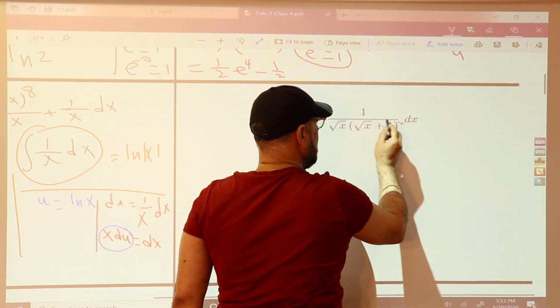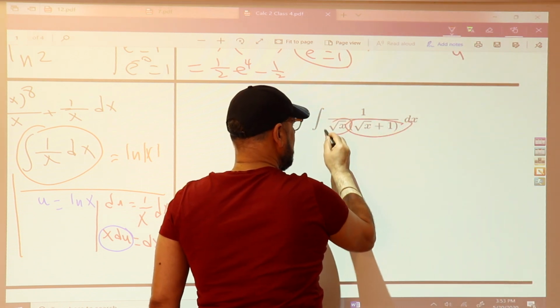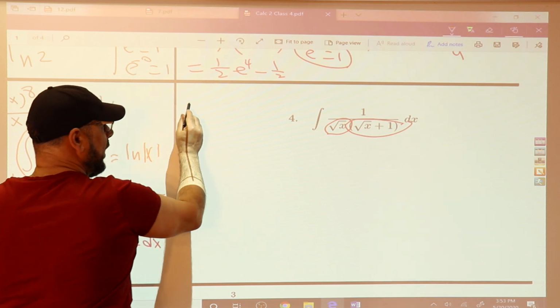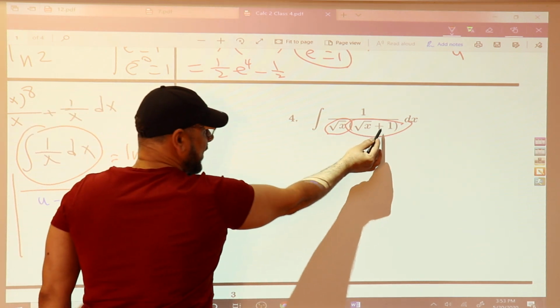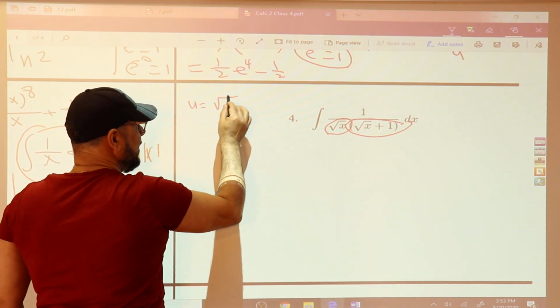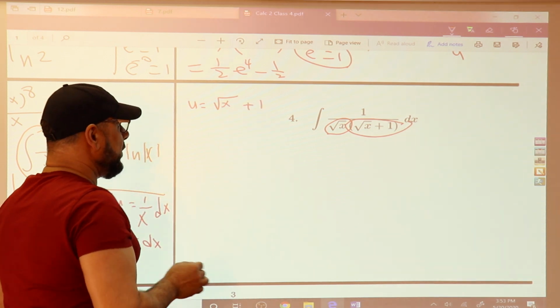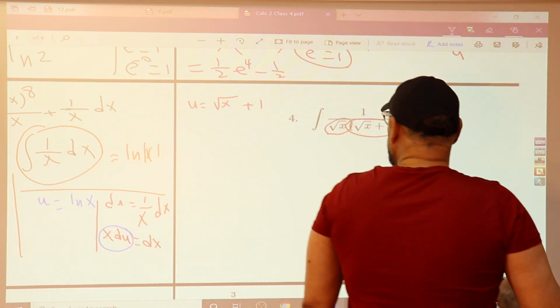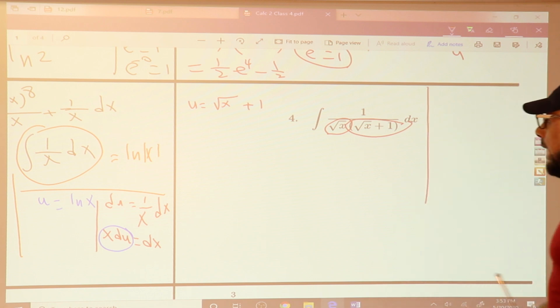This one and this one. Let us take u equal what? Look here, the big one, the one in parentheses usually. Okay. Okay, I have a rule. I'm gonna give it to you.